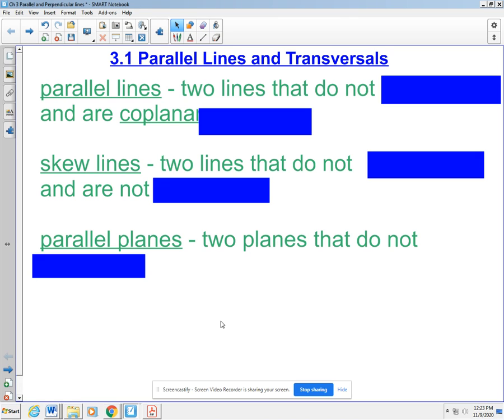Hello students, welcome to chapter 3, parallel lines and perpendicular lines. The objective of this video is to introduce section 3.1, and today we'll talk about definitions.